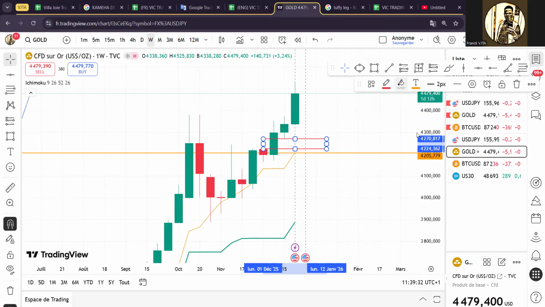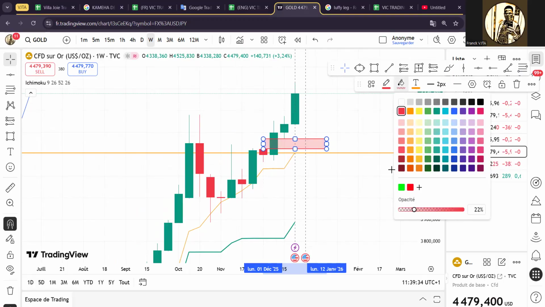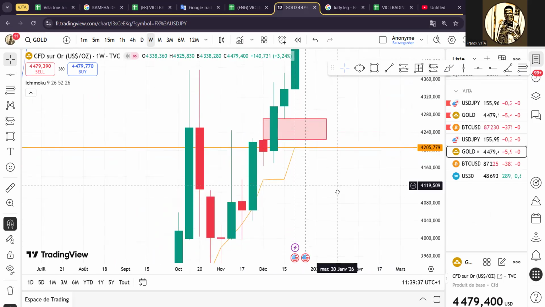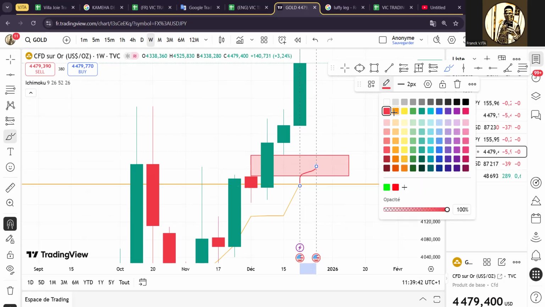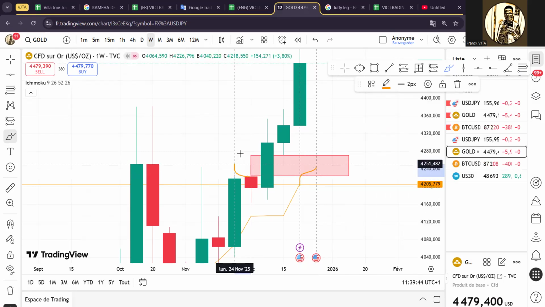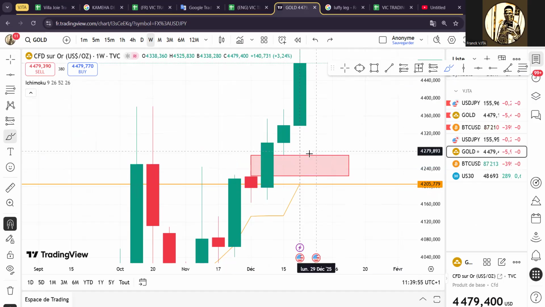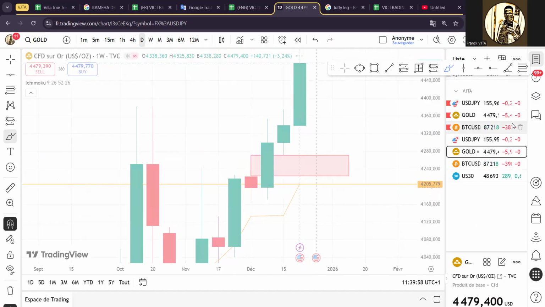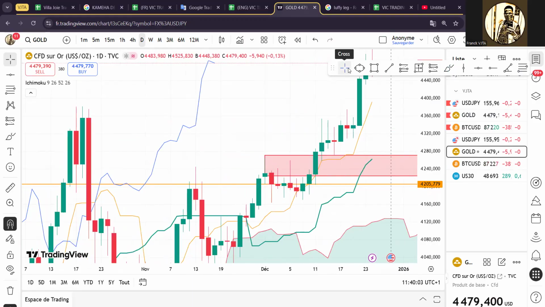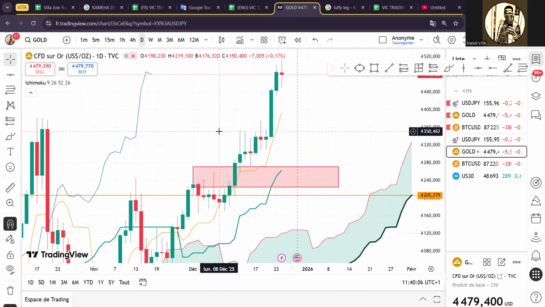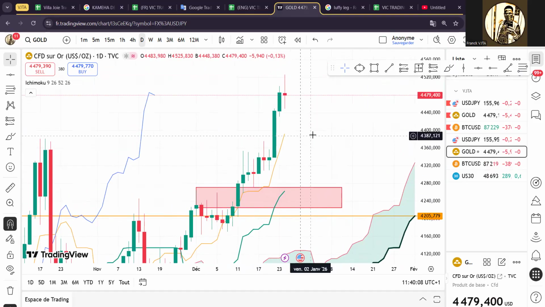On weekly, the market is not yet ready to reverse because the Tenkan did not yet enter the resistance. Tenkan is not yet inside the resistance of this candle, between the top body and the top wick. Tenkan is not yet there on weekly, so the market is not yet ready to reverse on the weekly time frame on gold.